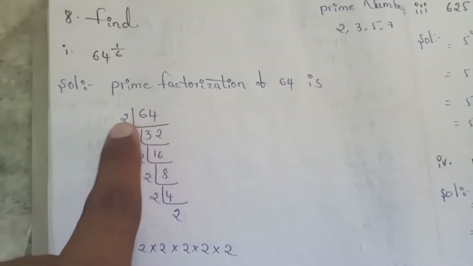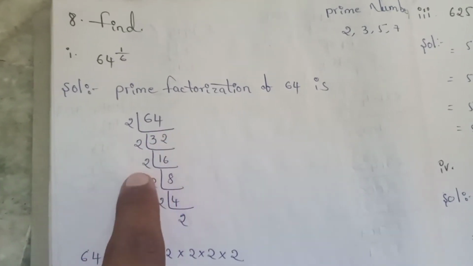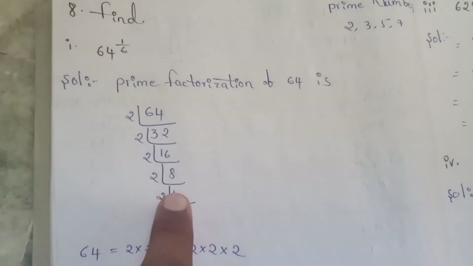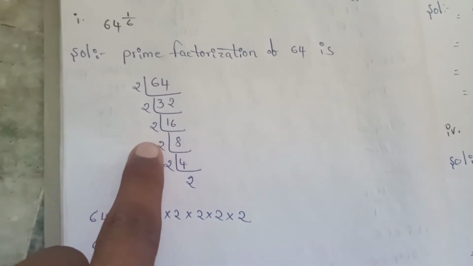Now 64: 2 thirty-twos are 64. Again 2 sixteens are 32. Again 2 eights are 16. 2 fours are 8. 2 twos are 4. So 64 can be written as 2 into 2 into 2 into 2 into 2 into 2.